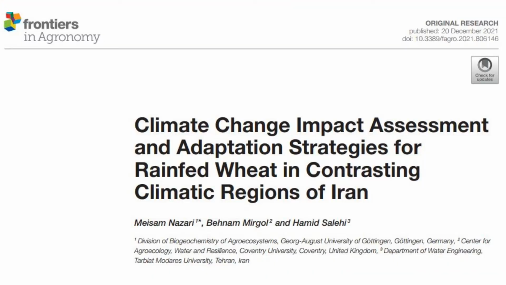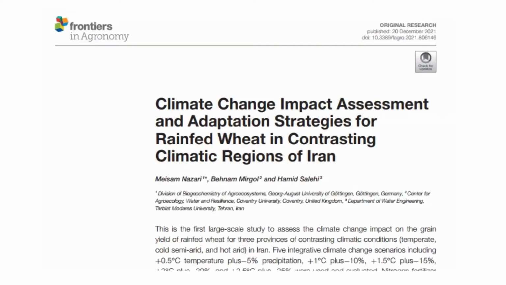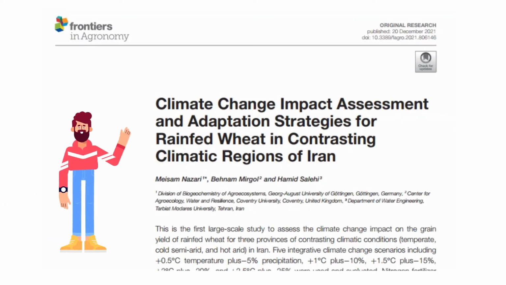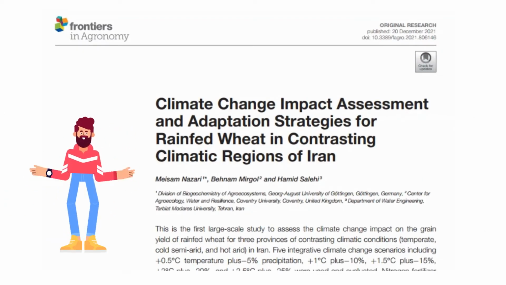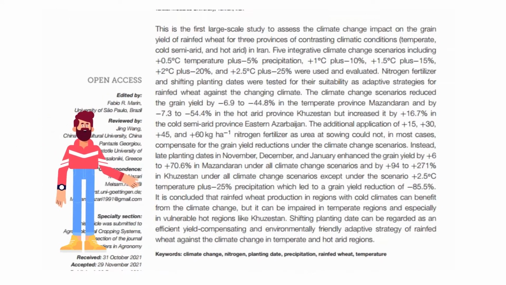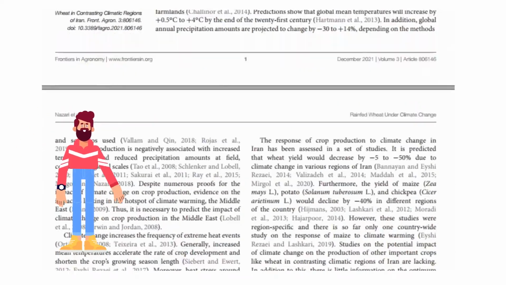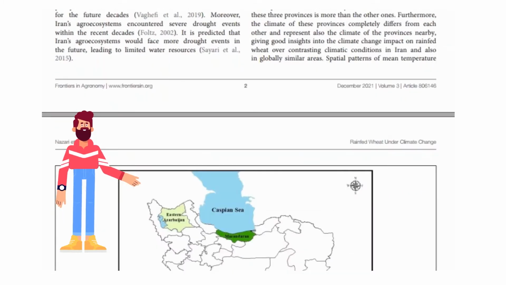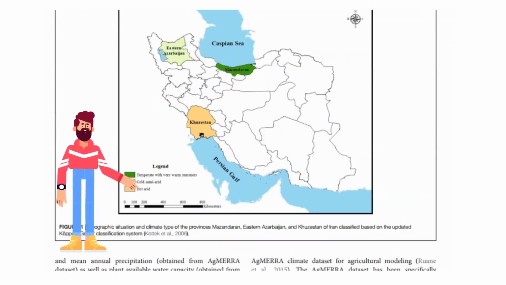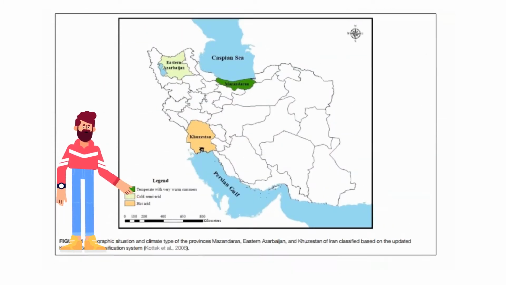Today, we are reviewing a paper titled, Climate Change Impact Assessment and Adaptation Strategies for Rainfed Wheat, in Contrasting Climatic Regions of Iran. Iran is a country of diverse climatic conditions including humid northern areas, cold northwestern areas, and dry eastern and southern areas, which are vulnerable to climate warming. Wheat is one of the major crops in the world and the main cereal crop in Iran.